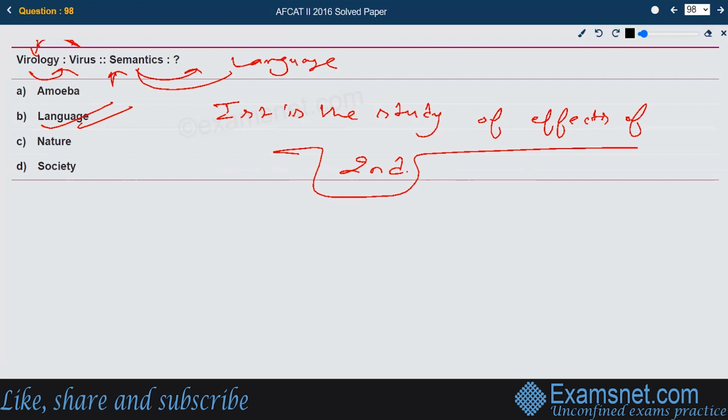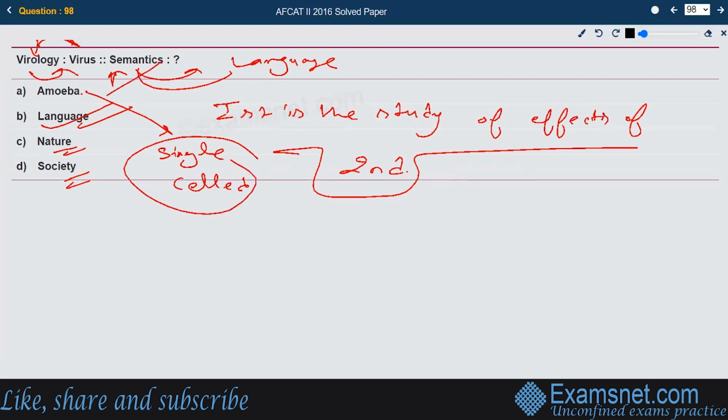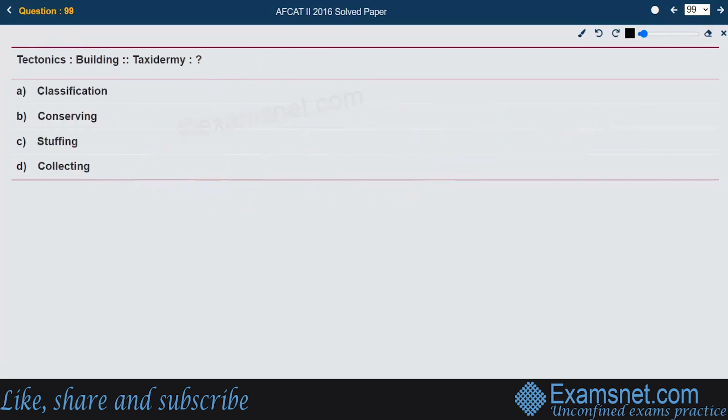Amoeba, nature, and sociology. Nature we very well know, society we very well know. What is amoeba? Amoeba is nothing but a single-celled animal. But semantics is not a study of amoeba. Semantics is rather the study of language. So option number B seems to be right.